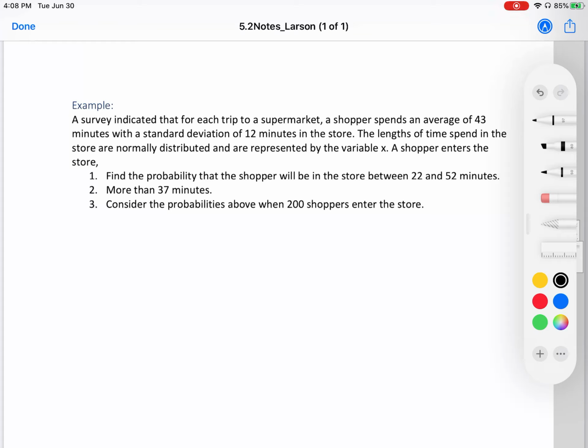1. Find the probability that the shopper will be in the store between 22 and 52 minutes. 2. More than 37 minutes. And 3. Consider probabilities above when 200 shoppers are in the store. All right, so let's take a look at this question.